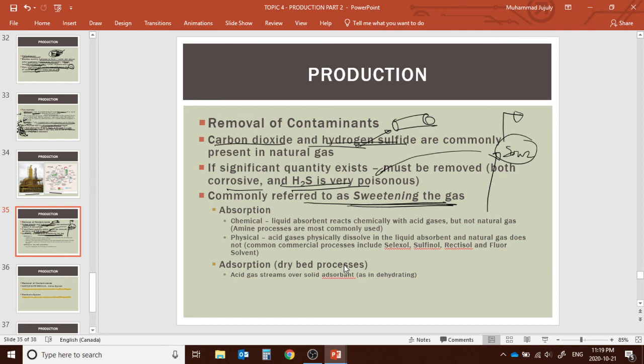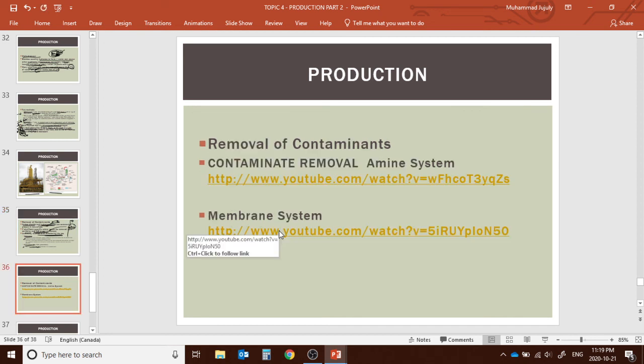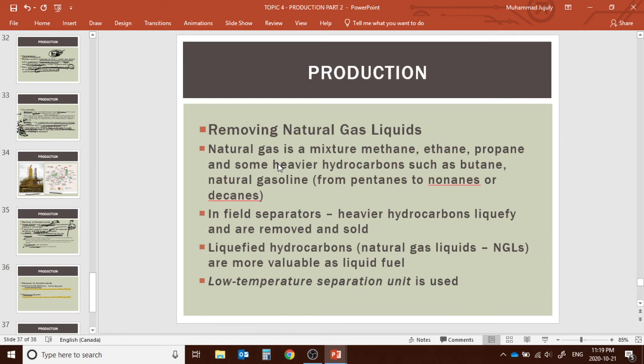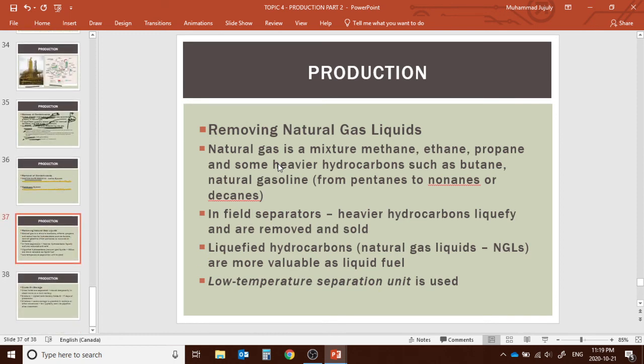And how can you remove it? Again, just like the water, we can use two different techniques, absorption and adsorption. The same process is used, but with different types of solvents and different types of absorbents. There are some videos you can watch on how the contaminants are removed. Please go through this video and watch how we remove the contaminants.